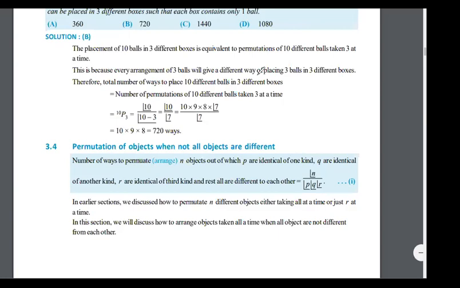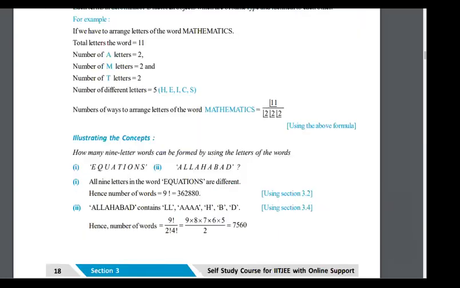Now, if you want to see some examples, we already solved the first word, and the second was Allahabad, so 9 factorial divided by 2 factorial into 2 factorial. In the same way, you can solve equations or mathematics problems, right, everyone? Tell me, all of you got it? Raise your hand.